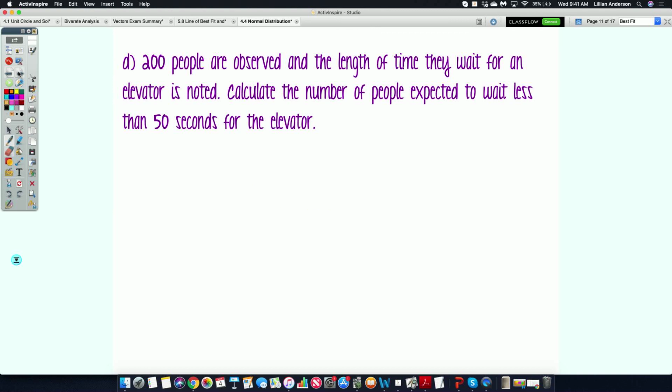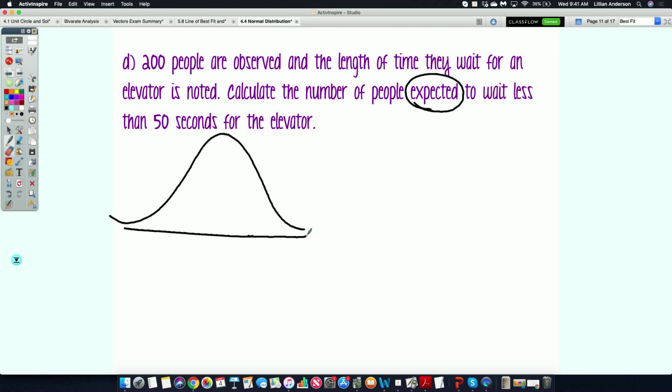It says 200 people are observed and the length of time they wait for an elevator is noted. So wherever they got their mean and standard deviation from, they got it from basically observing 200 people and how long they waited for the elevator. We're going to calculate the number of people expected to wait less than 50 seconds for the elevator. How many people are expected to wait less than 50 seconds? Was 50 on our curve? It was 2 standard deviations. It was at the 2 standard deviation mark.